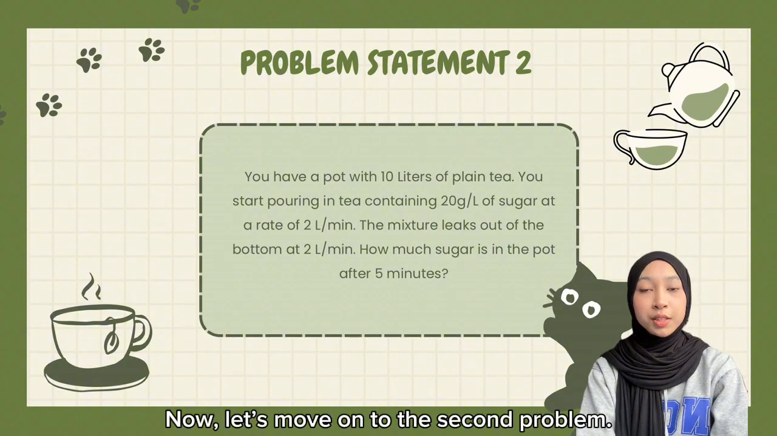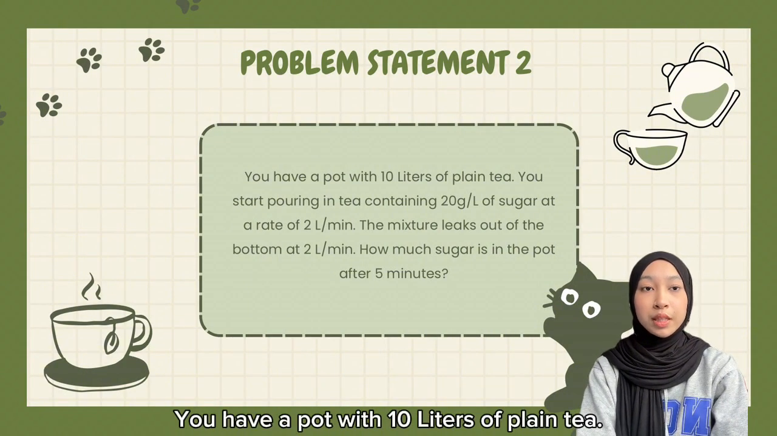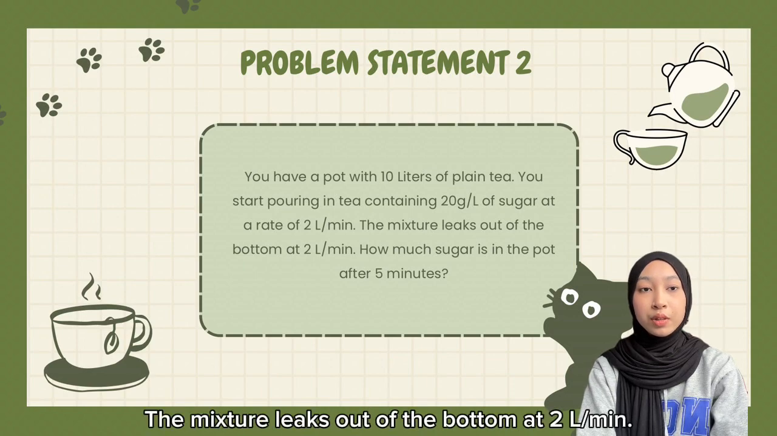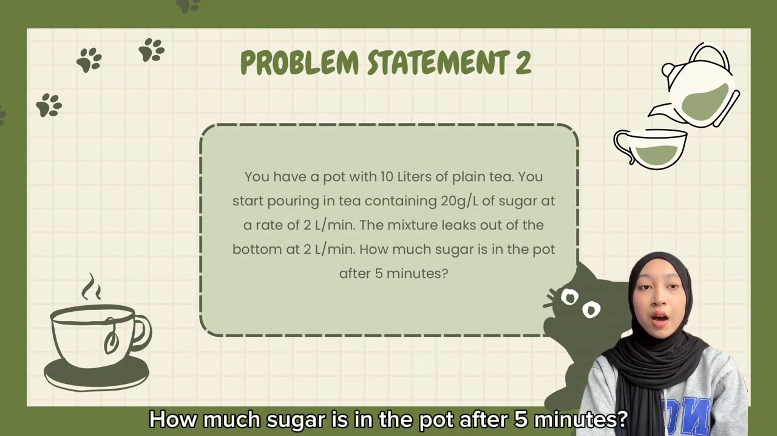Now, let's move on to the second problem. You have a pot with 10 liters of plain tea. You start pouring in tea containing 20 grams per liter of sugar at a rate of 2 liters per minute. The mixture leaks out of the bottom at 2 liters per minute. How much sugar is in the pot after 5 minutes?